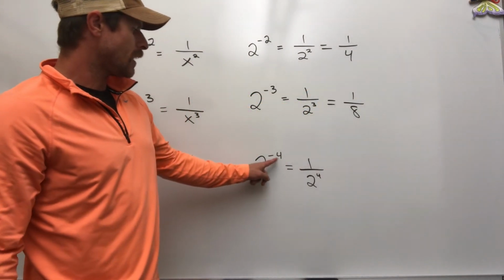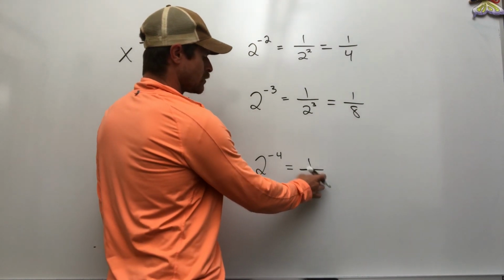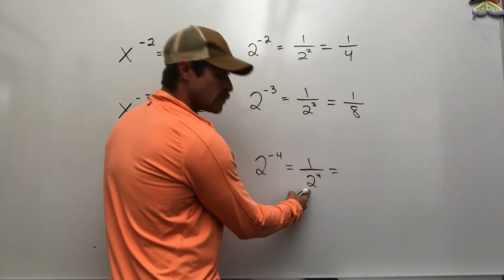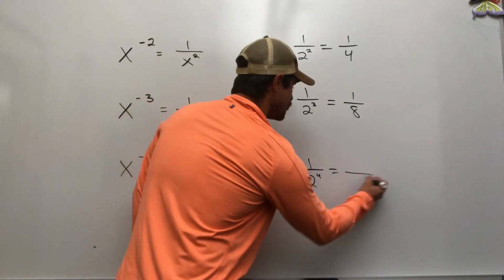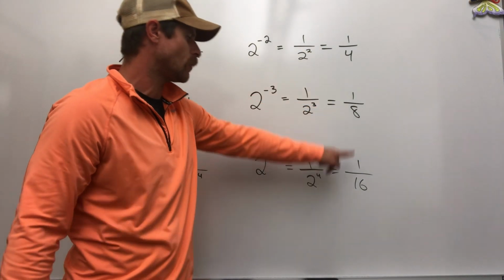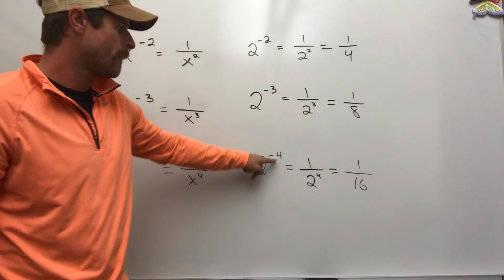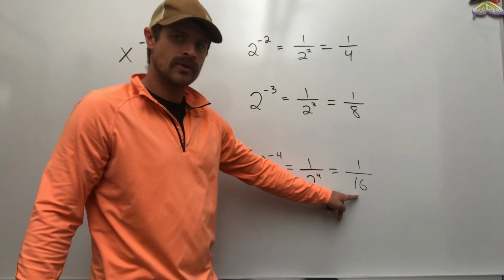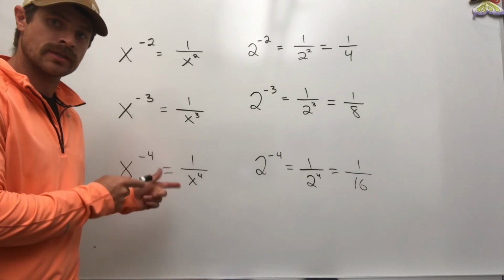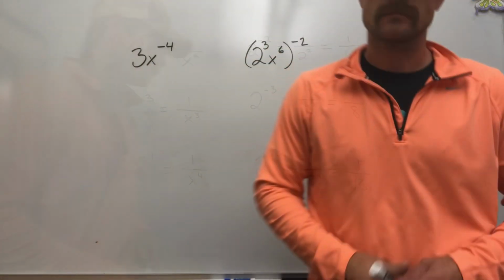If we go to 2 to the negative fourth, we're going to get even smaller than 1/8. 2 to the negative fourth power becomes 1 over 2 to the fourth power, and 2 times 2 times 2 times 2, 4 times, gives me a 16. So we go from 1/4 to 1/8 to 1/16. The smaller these negative numbers go, the smaller our value will be at the end. Okay, so keep that in mind. Hopefully you took some notes on this. We're going to go and break this down with some examples now.